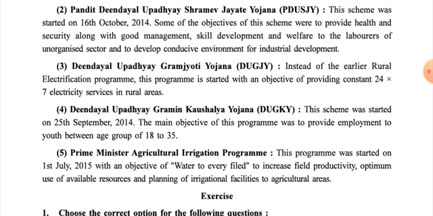Basically, this scheme is named after the great economist, that is Pandit Dindayal Upadhyay. Shrameva means employment, and Jayate Yojana, which is also known as PDUSJY. You have to remember all the short forms. I already suggested that you make a list of all the short forms that come under both the subjects, that is in OC and economics separately. Here you have to write either chapter wise short forms, or you may make a list of all the short forms that are asked in these particular chapters.